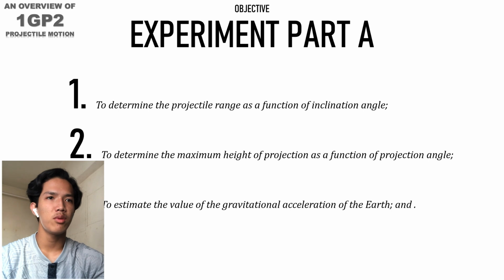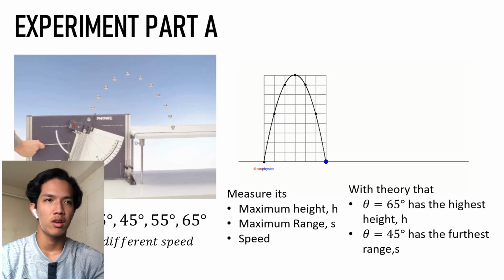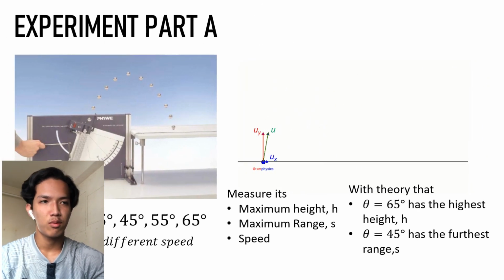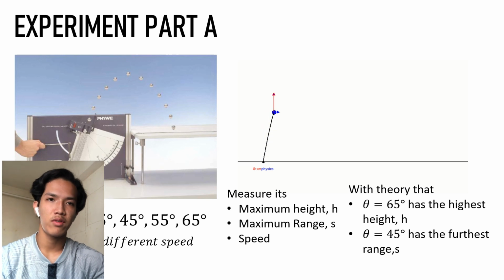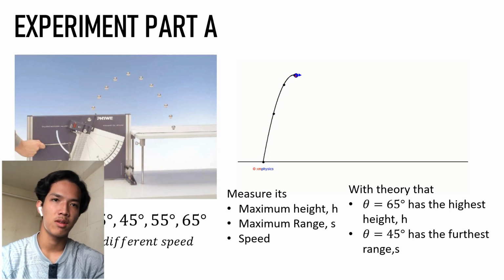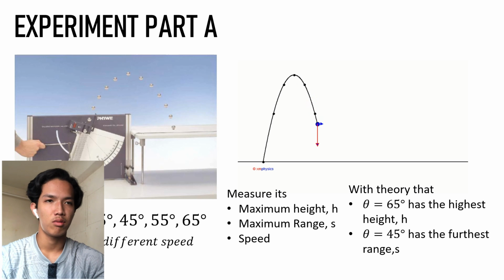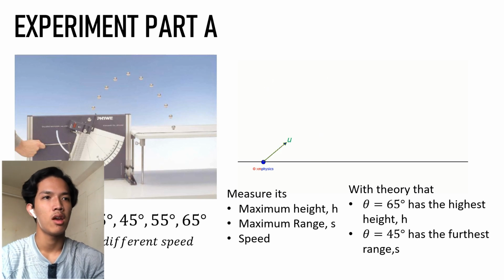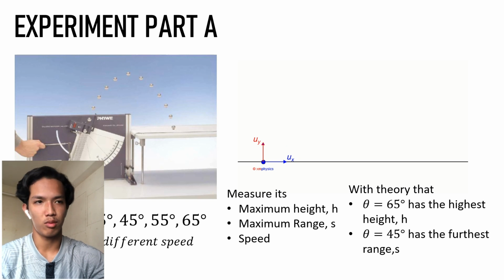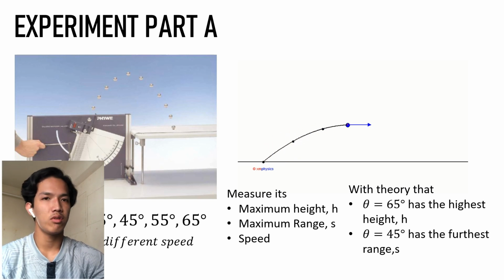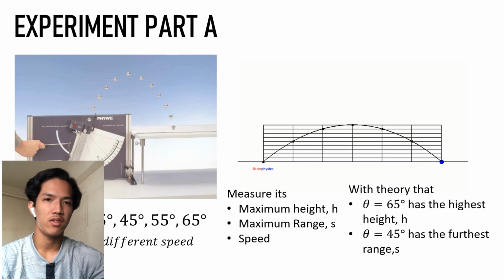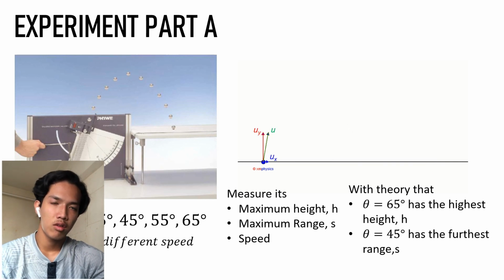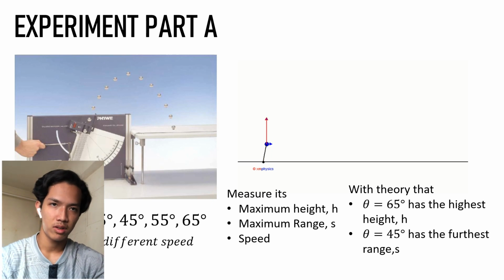So experiment part A is the experiment of projection. We will use 5 different angles with 3 different speeds. The 5 different angles are 25 degrees, 35 degrees, 45 degrees, 55 degrees, and 65 degrees. We will measure its maximum height, maximum range, and speed. With the theory that theta equal to 65 degrees has the highest height, and theta equal to 45 degrees has the furthest range.